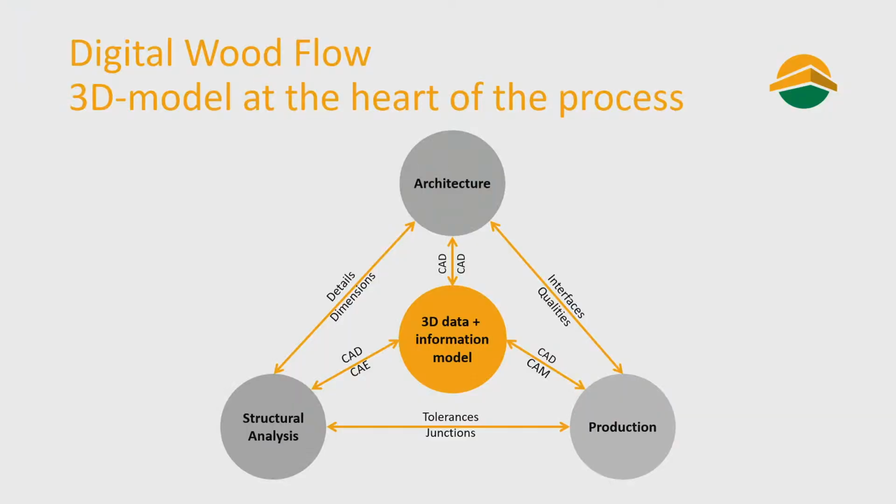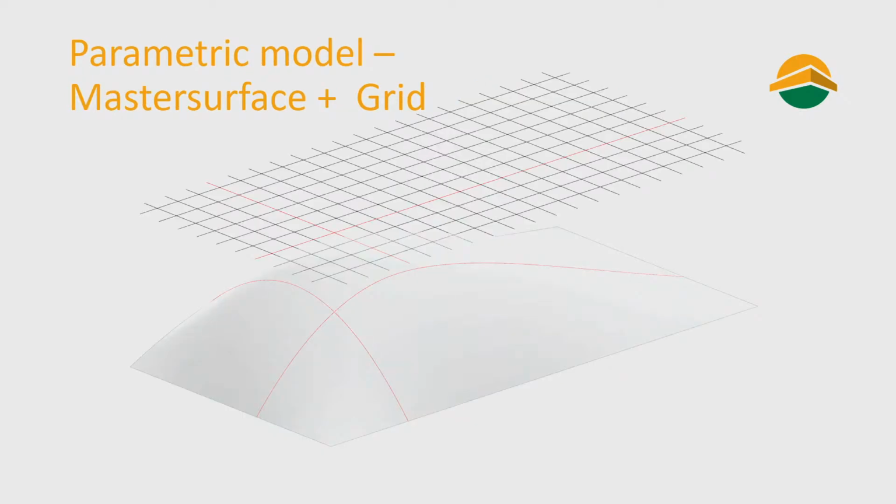And now, let's say, in all these previous phases, we distilled some knowledge. We worked to get to data which can then be implemented in the 3D model. At the heart of the process now, when we plan the execution, there is a parametric 3D data model, of course, which interacts with different stakeholders, with the architects, with the production, with the structural analysis. And I want to quickly show you how such a parametric model is built.